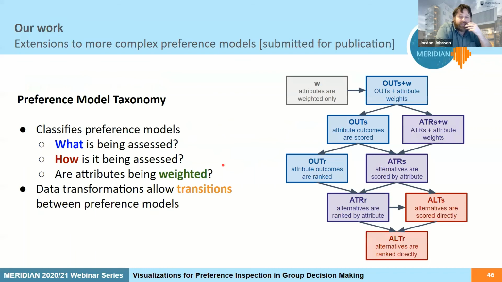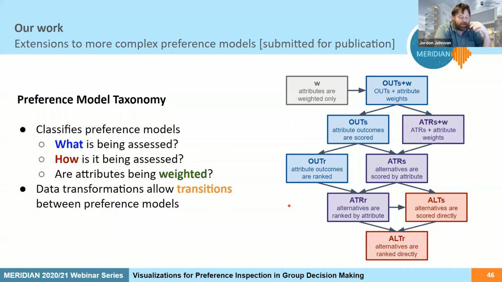And an important step to that is understanding that there are relationships in the data between these preference models. And so we came up with a preference model taxonomy that classifies the preference models in terms of what is being assessed, whether it's alternatives, whether the alternatives are being scored by attribute, or whether they're being scored by the outcomes of the attributes. So what is being assessed? How is it being assessed? So is it being scored or ranked? And are the attributes, if they're there, being weighted? And so what we find is if we look at the data as multidimensional tables, data transformations allow us to move between these different preference models.